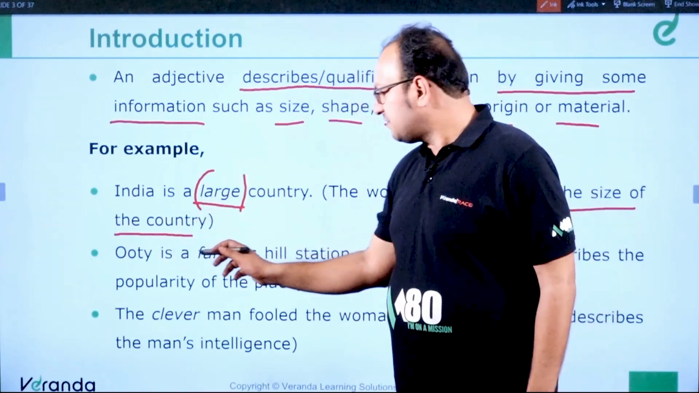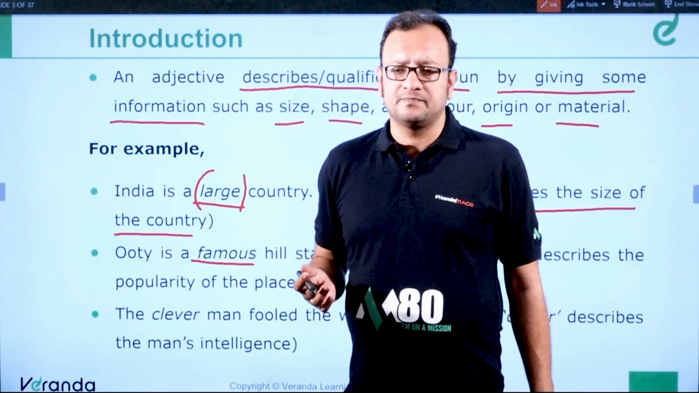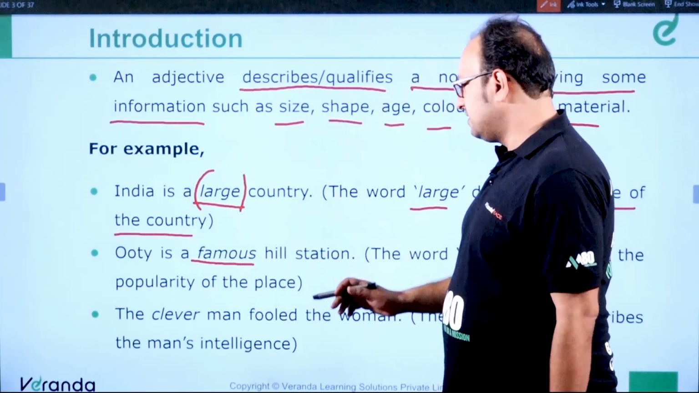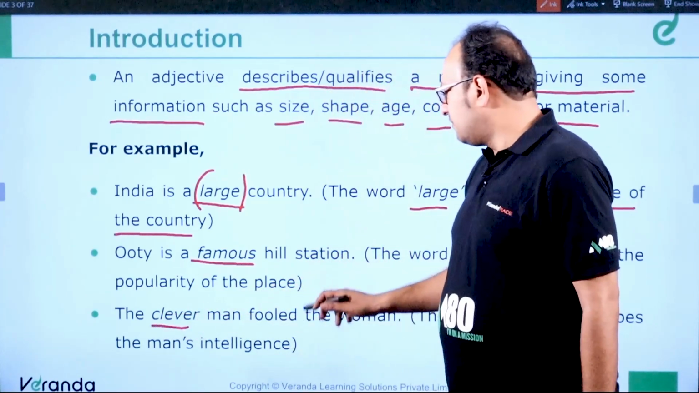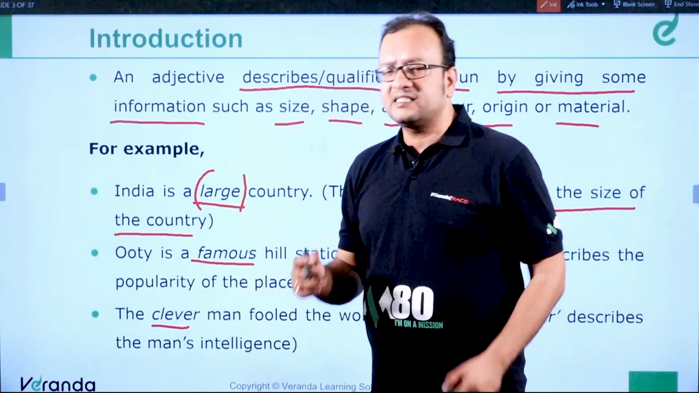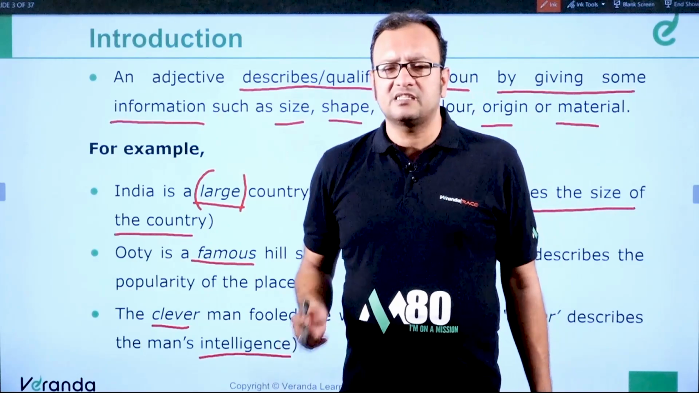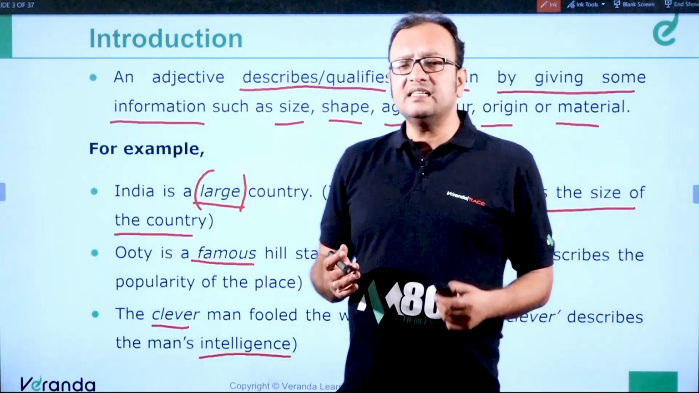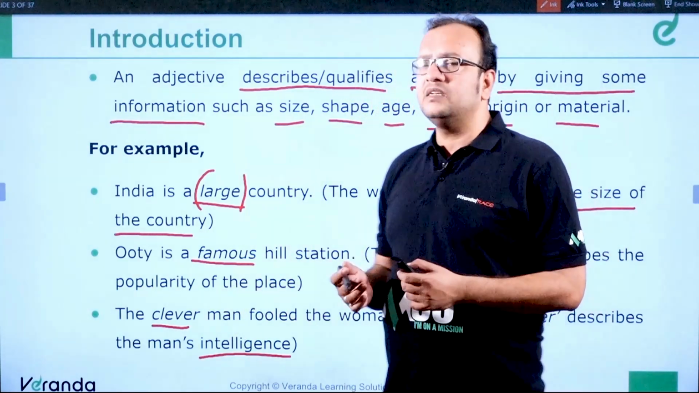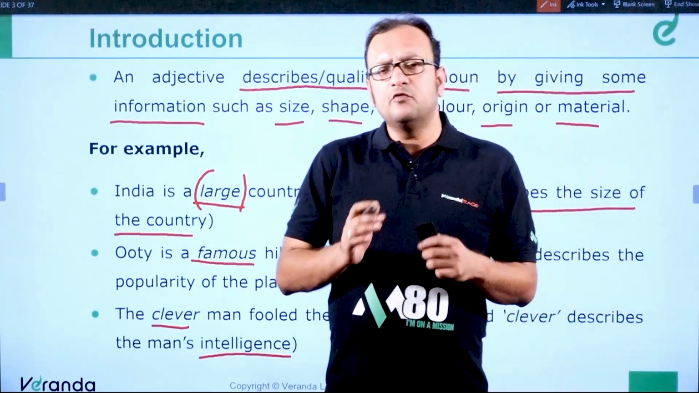Then, Ooty is a famous hill station. Famous tells how famous Ooty is, so it's an adjective. It tells the popularity of the place. The clever man fooled the woman. Clever is an adjective that tells the smartness, intelligence, the resourcefulness of the person. Clever in the sense is very witty, or not witty, I would say. If he has fooled the woman, it means he is witty in a negative sense. He has befooled the woman.